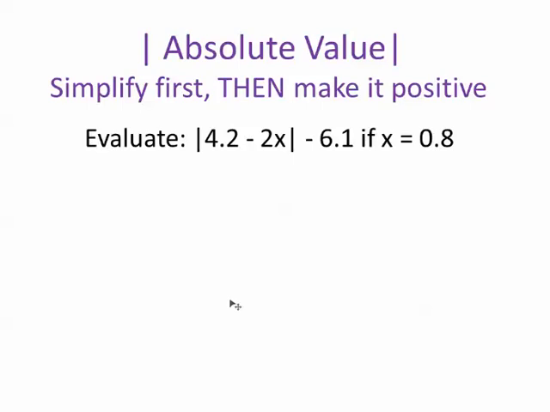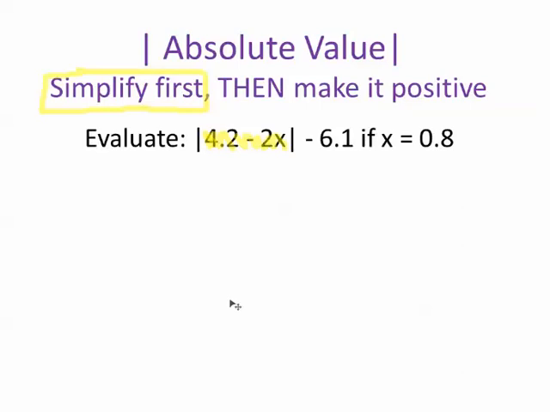Sometimes there's more than one thing inside the absolute value bars, and I think you can see that here. If you focus right in here for a minute, look at all that stuff. We can't tell what's there until we've done that work. So we don't want to start making things positive yet. We want to look inside, do the work. When we get it down to one number, then we'll make it positive. So that's what I mean here when I say simplify first, then make it positive.